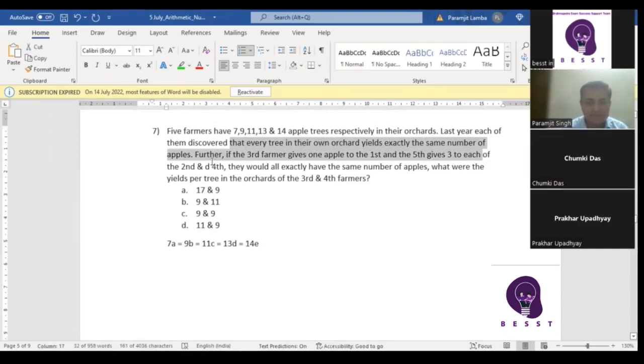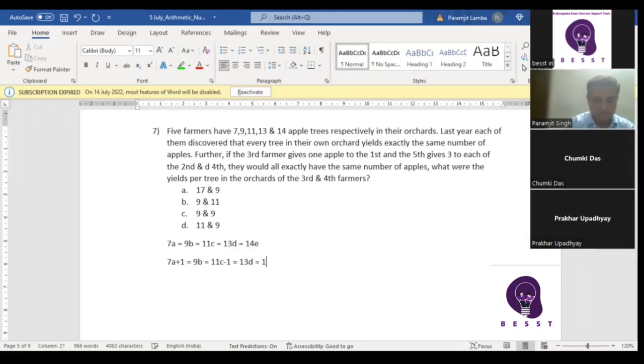Now, further, if the third farmer gives 1 apple to the first, so if 1 apple is given to the first, it becomes 7A plus 1 equal to 9B equal to 11C. Since the third farmer has given 1 apple to the first, we have to reduce 1 apple from him, 11C minus 1, equal to 13D equal to 14E.